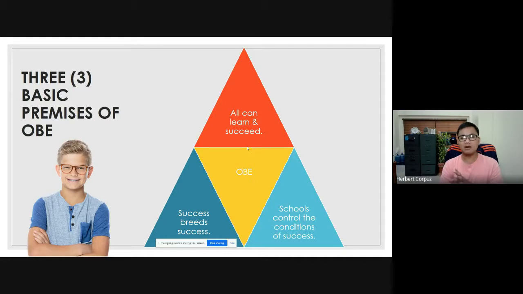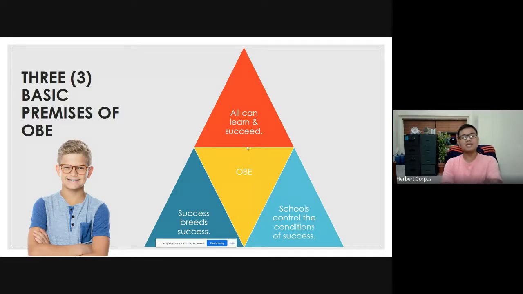But in OBE, this premise is being believed in by teachers and educational leaders that all can learn and succeed. Lahat tayo ay kayang matuto at kayang pagtagumpayan ang pagkatuto. Lahat tayo ay kayang matuto at kayang magtagumpay. With this premise, this would only mean that OBE does not exempt a student from learning, does not exempt a student from the opportunity to learn, an opportunity to be successful. Meaning to say, outcomes-based education is inclusive in nature. Lahat pwede. Lahat may kakayanang matuto. Lahat may kakayanang magtagumpay.